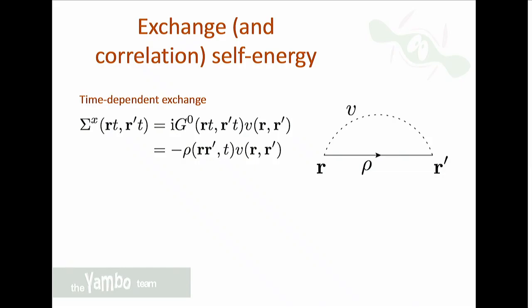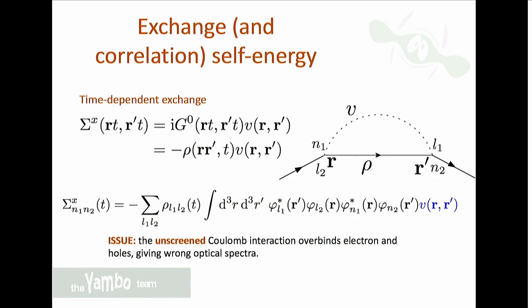So the G can be rearranged as a density matrix that is not diagonal in the position basis, because you see it starts at R and then at R prime. But we can also expand this in a single particle basis set. And we obtain this expression in which now, of course, the N and L indices are exchanged with respect to the Hartree case. However, here we encounter a problem. Because in general, we would like to start from a single particle description that is the most accurate possible. Namely, we would like to start from DFT plus GW, right?